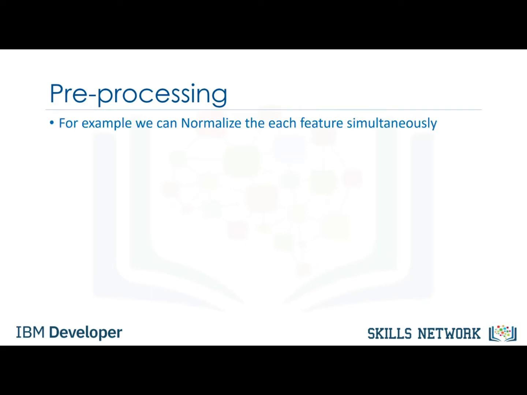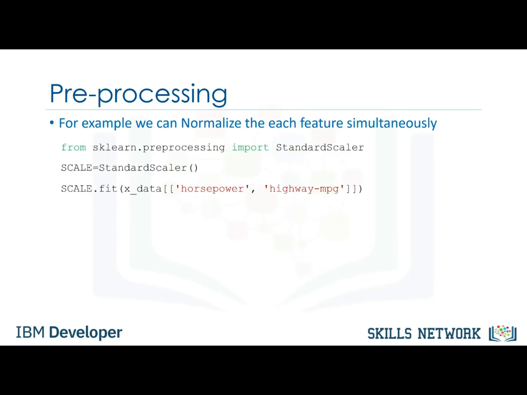For example, we can standardize each feature simultaneously. We import StandardScaler. We train the object. Fit the scale object. Then transform the data into a new data frame or array x_scale. There are more normalization methods available in the pre-processing library as well as other transformations.